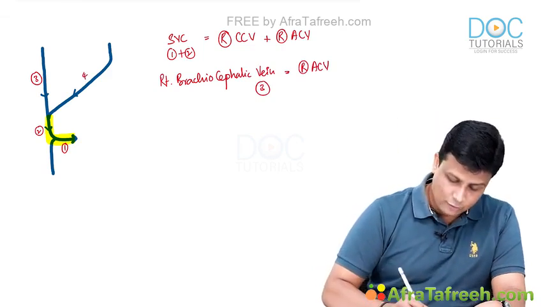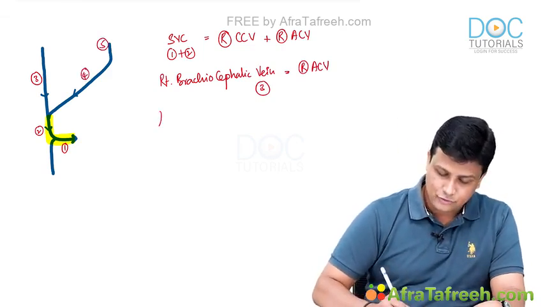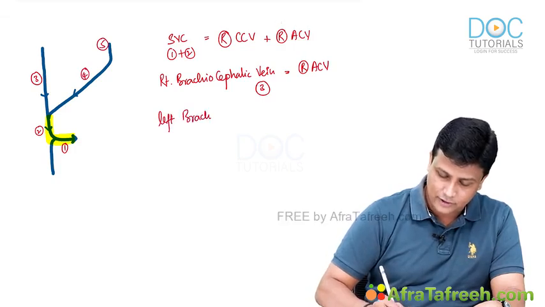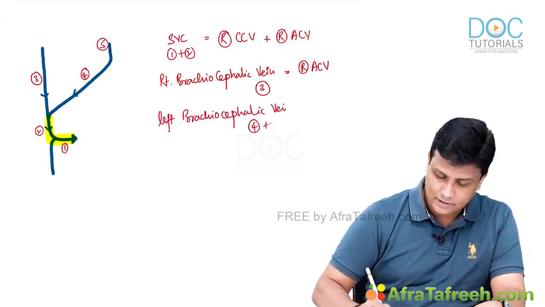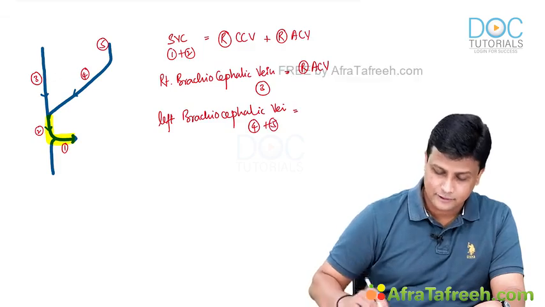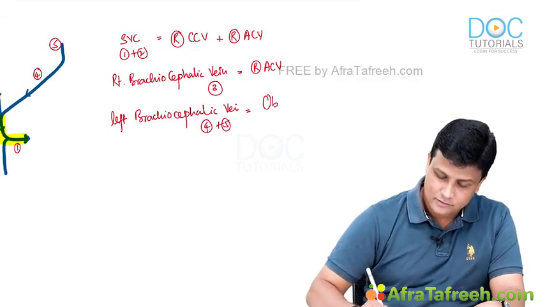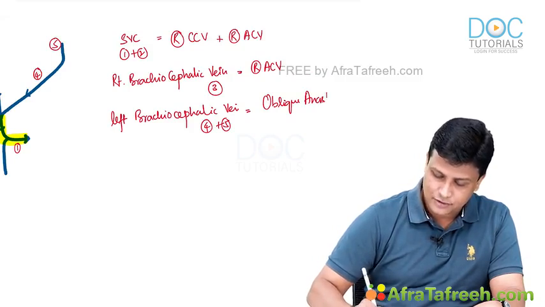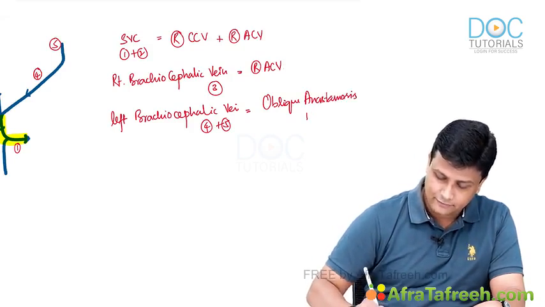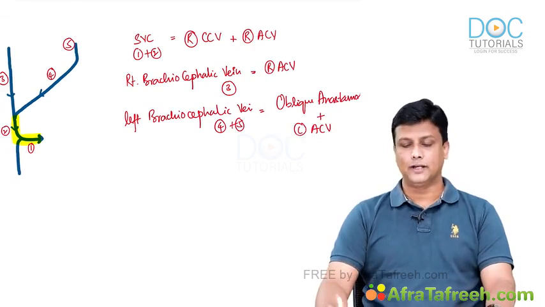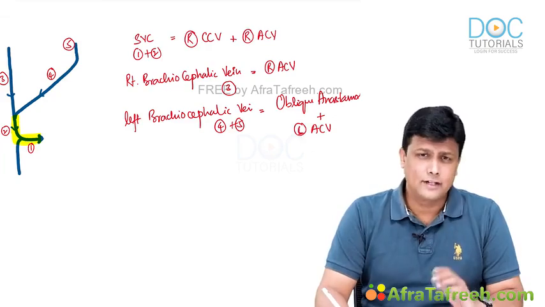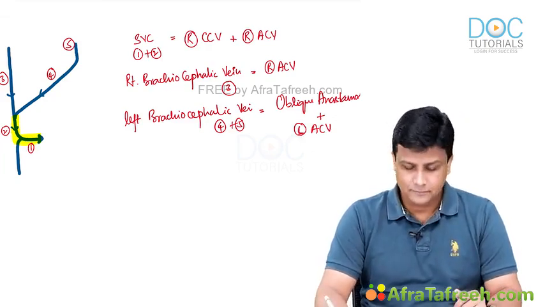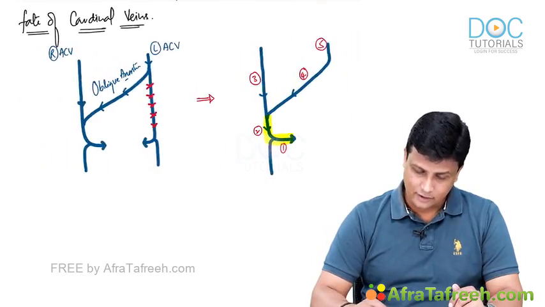Let us give this as number 4 and this as number 5 over here, and that is going to form the left brachiocephalic vein. The left brachiocephalic vein is formed by number 4 plus number 5. Number 4 is the oblique anastomosis or oblique vein, plus number 5 here will be the left anterior cardinal vein. Perfect. So that completes the development of your superior vena cava, as well as the right and left brachiocephalic veins.